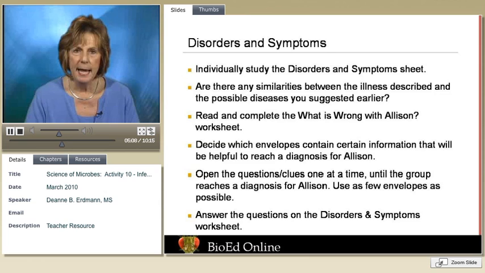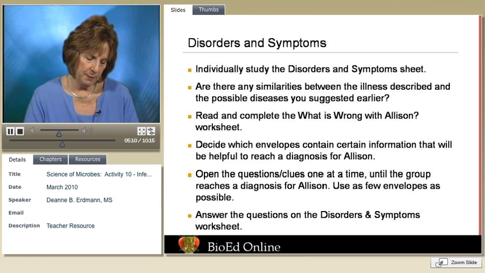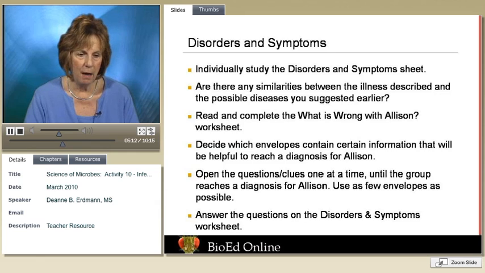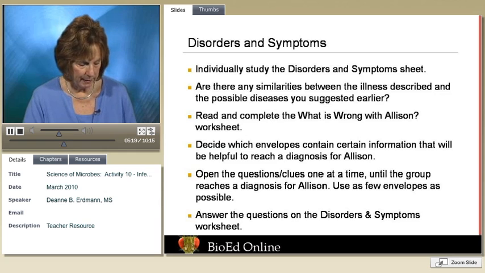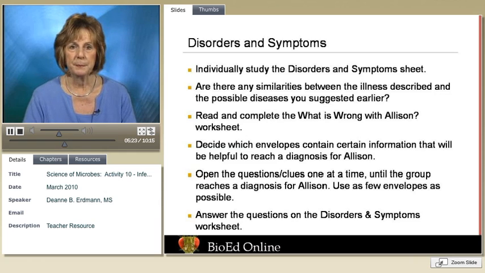So they'll read through all of their questions and decide what order they want to open these envelopes that they think will give them the answers to let them narrow down to whether she has one of these 4 disorders or diseases.